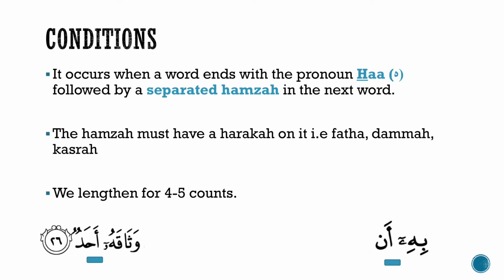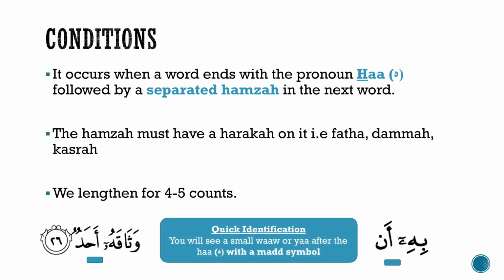The summary of Mad Sila Kubra. The condition for this is that it occurs when a word ends with the pronoun "her", followed by a separated Hamza in the next word. The Hamza must have a haraka on it, that is either a fatha, damma or a kasra, and we lengthen this for 4 to 5 counts. For example, bihi an, wathaqahu ahad. And the quick way to identify this is that you will see a small waw or a small ya after the ha with a mad symbol.